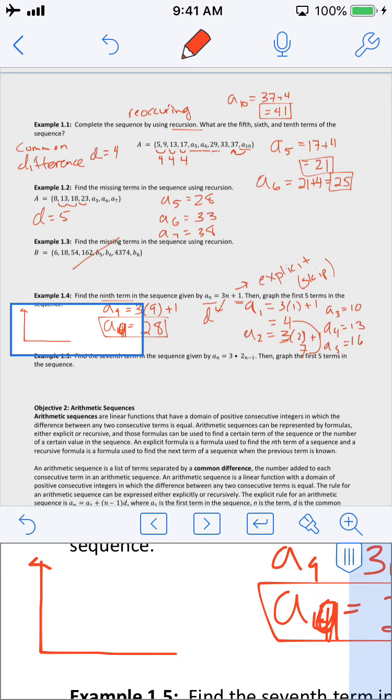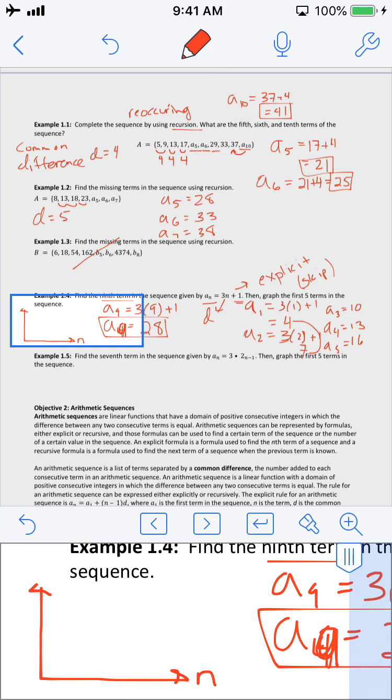I'll do a teeny tiny graph over here. Here's my n, here's my an. I hope you can see some similarities there, right?